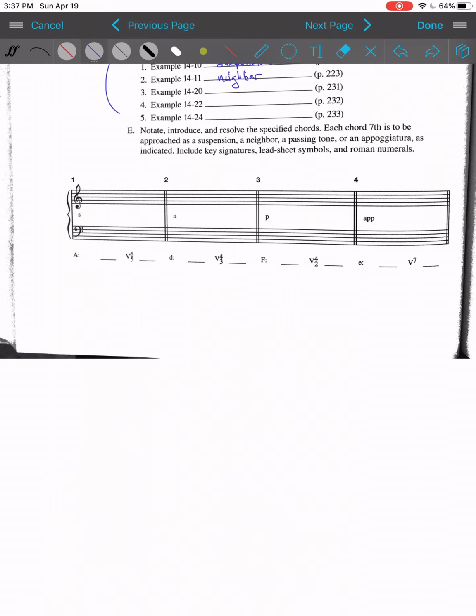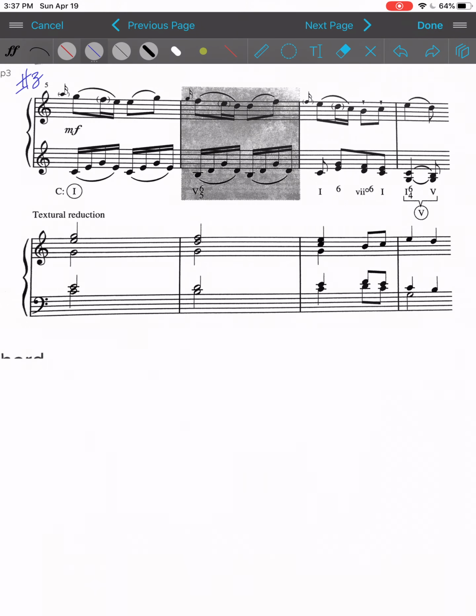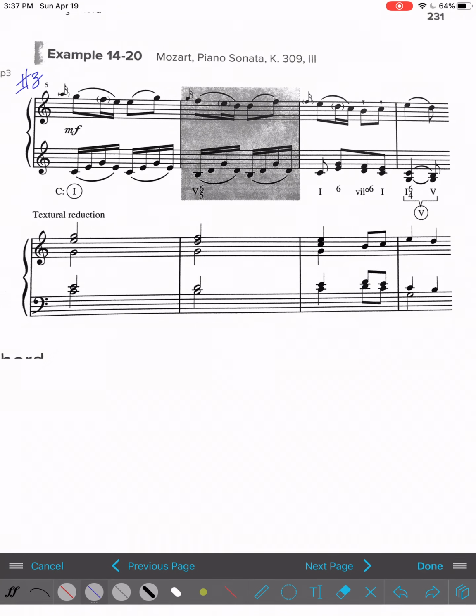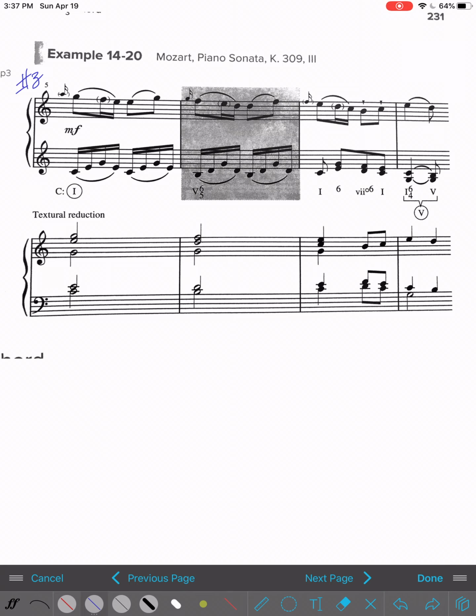I believe I have one more that I could do for you. Yep, it's right here. Okay, let me move this out of the way. So this is Mozart here. So let's take a look at what happens here. You're going to want to pay attention to this textural reduction that's right here. And this is obviously the chord in question.